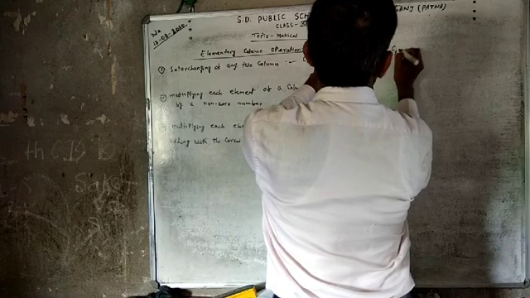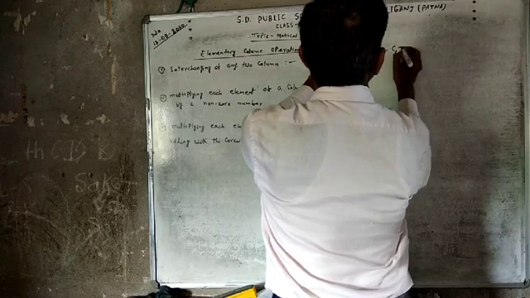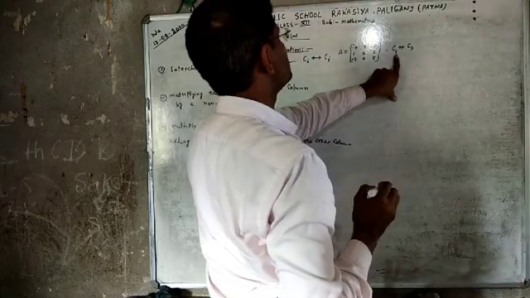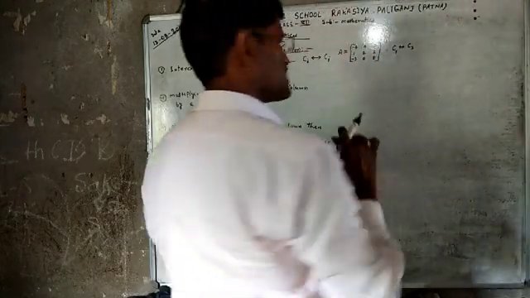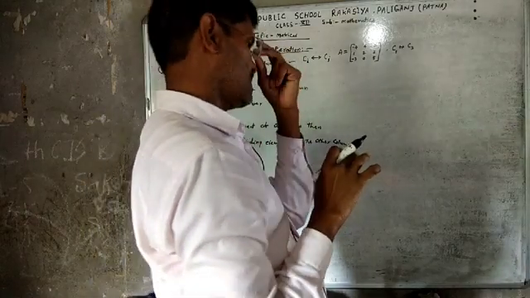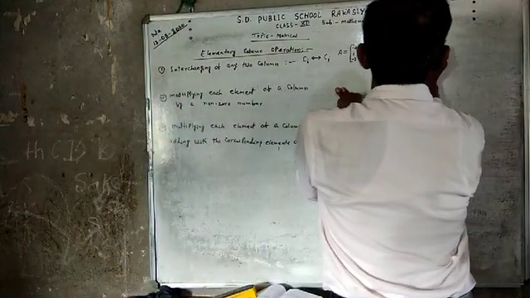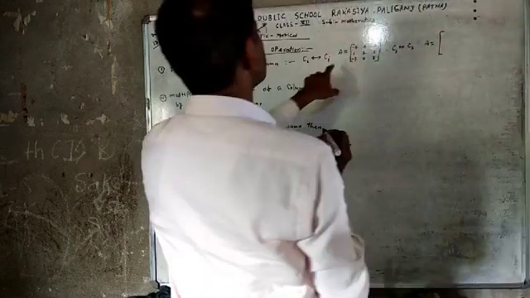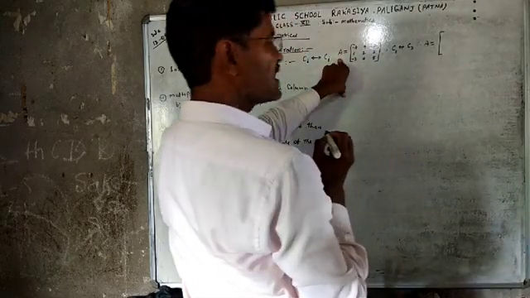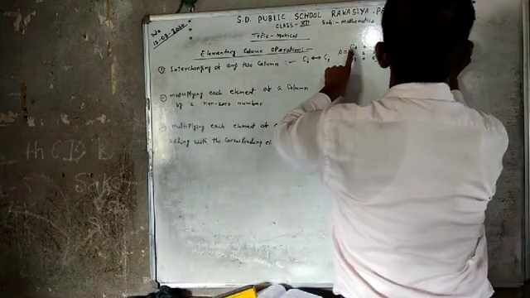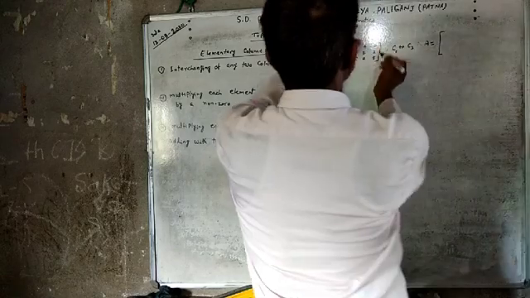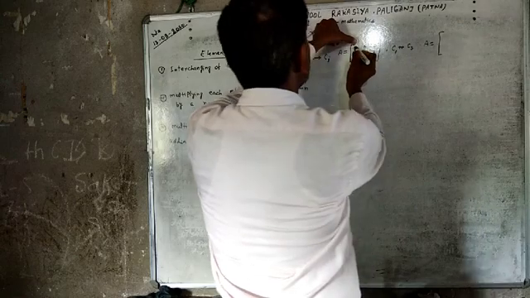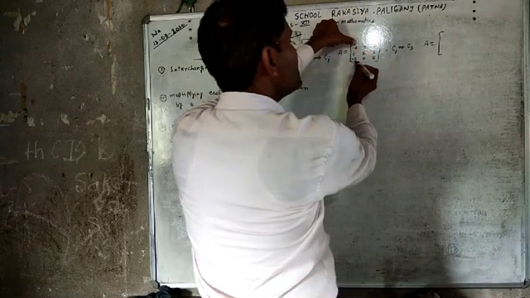By interchanging, we operate C1 interchanged with C3, and C3 interchanged with C1. C1 and C3 are interchanged with each other. Then the matrix changes, and we find a matrix equivalent to the matrix A, in which every element of the third column is written at the place of the corresponding element of the first column.